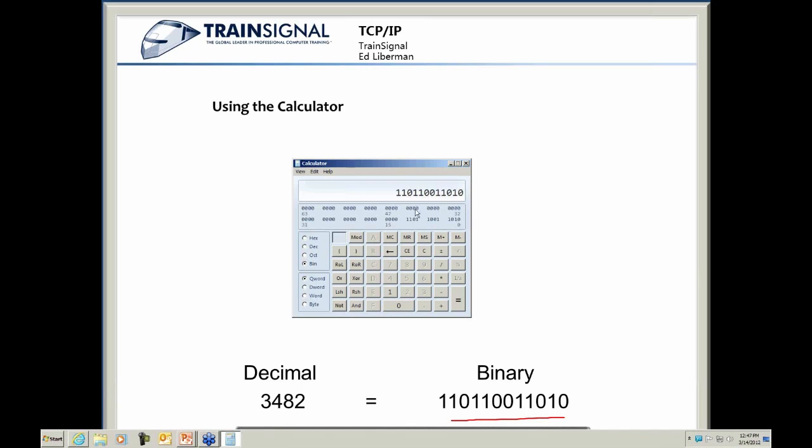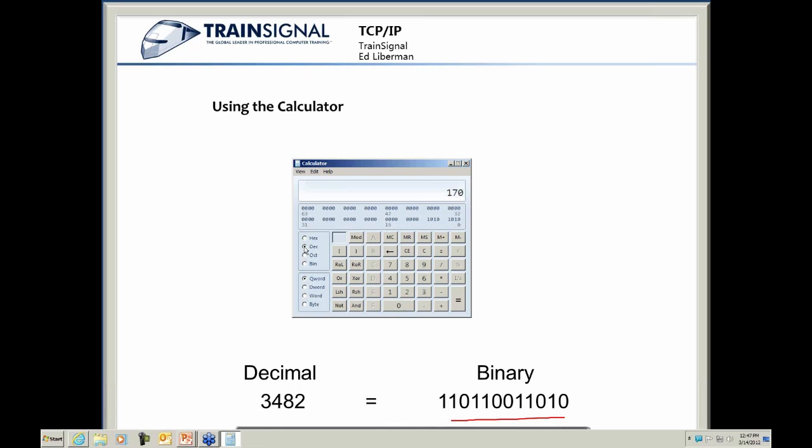Now, if we wanted to go the other way around, we could come up here and say 10101010. I don't know if you remember what that was, but that is the binary number that we started out with. Then we click decimal. Boom. It's 170, just like we saw before.